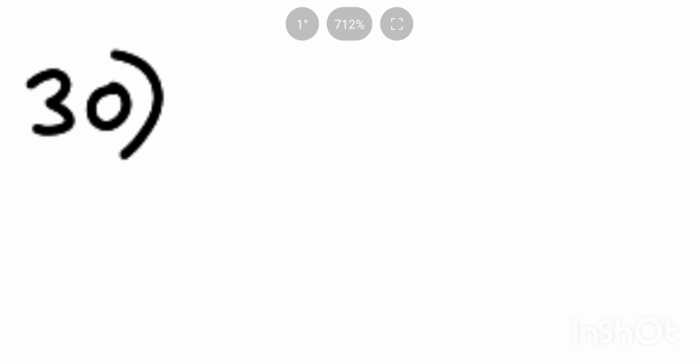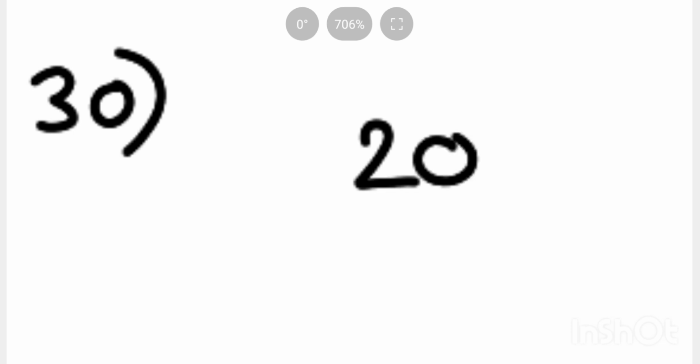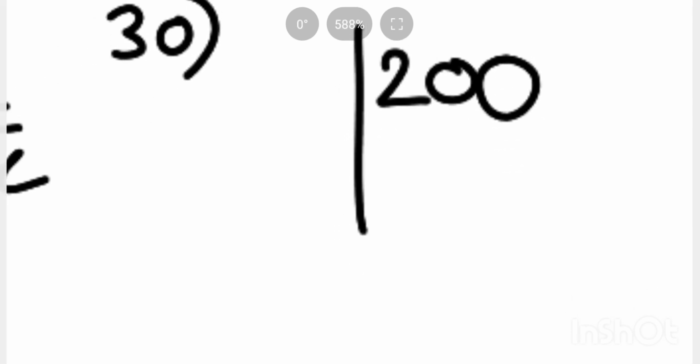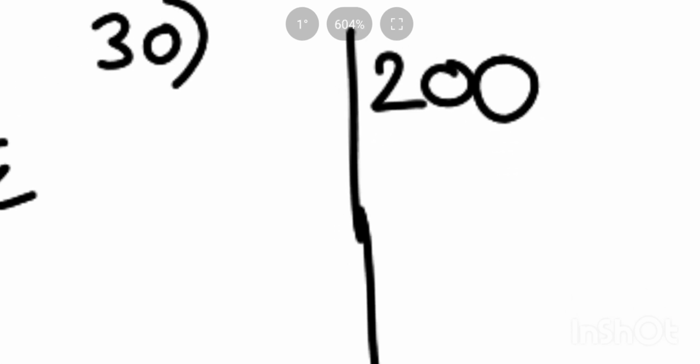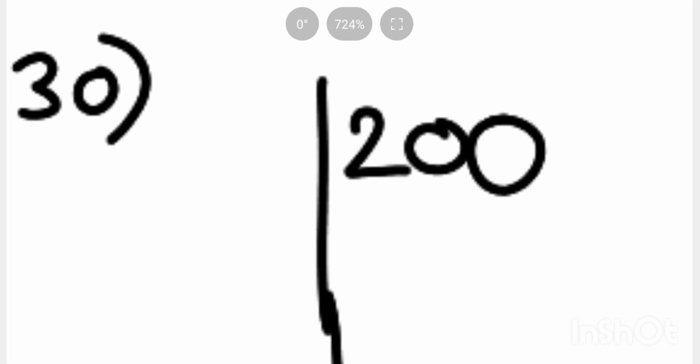Question 30. Write 200 as a product of prime factors and give your answer in index form. So we need to divide 200 by the prime numbers as we go down. We can start off by doing 200 divided by 2.